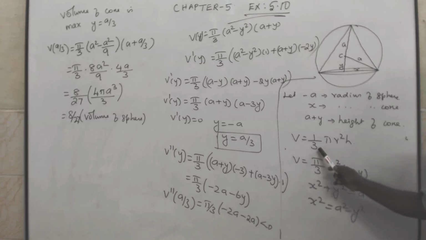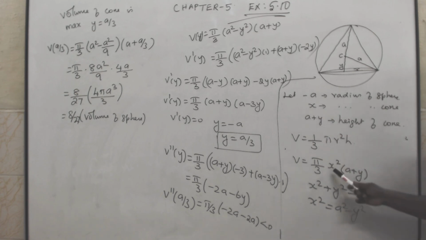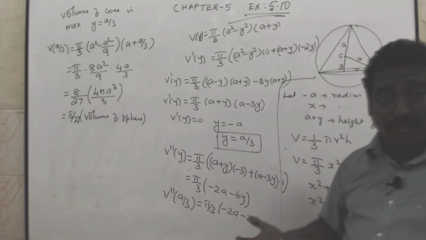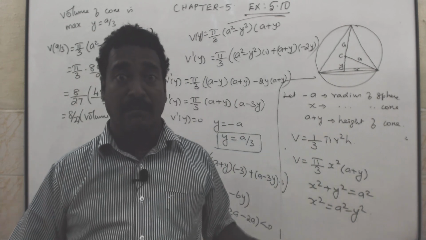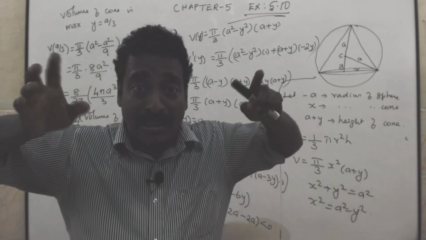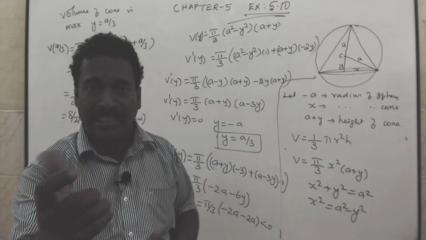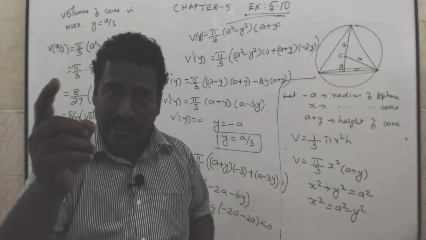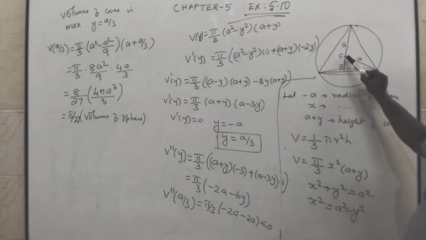Volume of cone is 1 by 3 pi r square h. What is the radius of the cone? x square. h is a plus y. Here there are two variables, x square and y. With two variables, we are not able to find the maxima and minima. We have to convert the two variables into one variable. We can't find it using two variables, we have to change it to one variable. To do that, see the diagram.